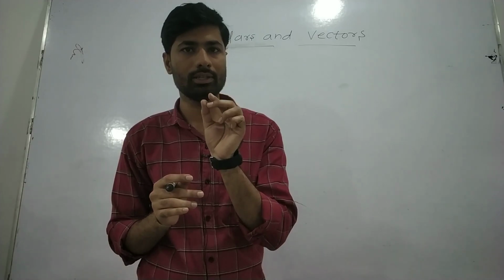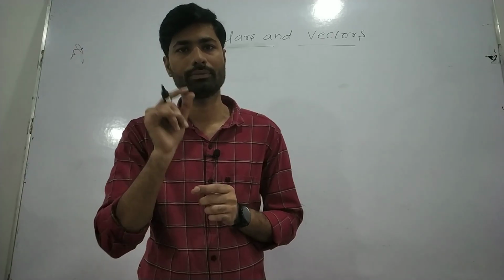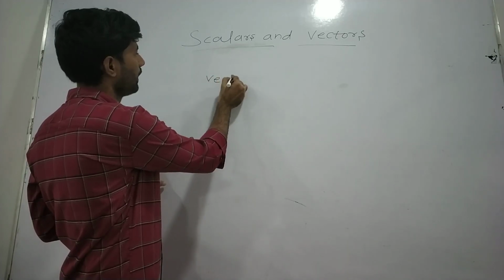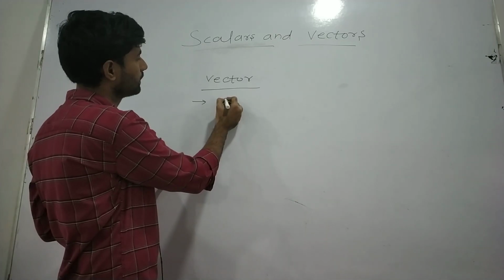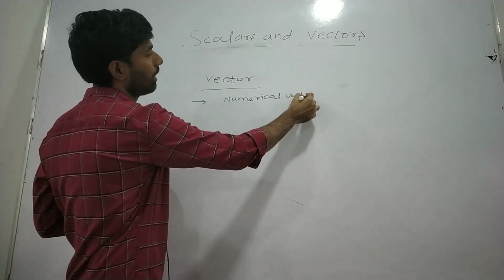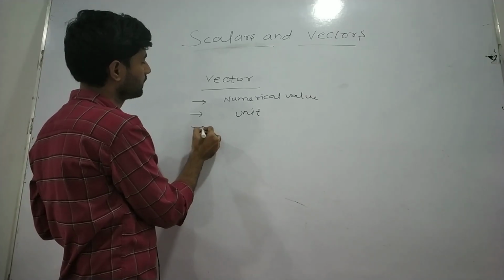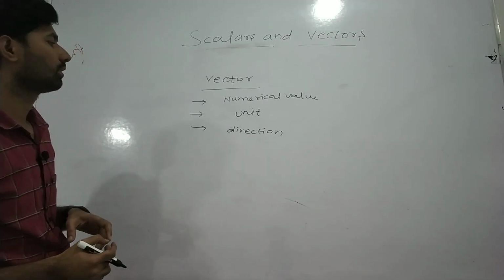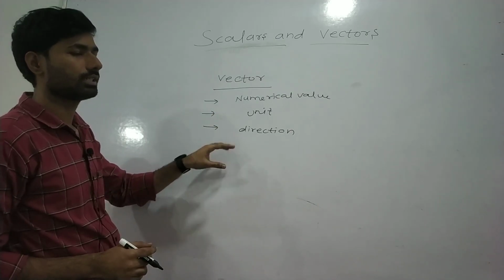Now if I am only saying 10 meters, there is no meaning of defining that quantity if you are not defining a direction. Now see, firstly, what is a vector quantity here. A vector quantity must have three things. The first thing, it must have some magnitude, that is some numerical value. The second thing is the unit specified to that quantity. And the third thing must be the direction in which the object is moving. So one numerical value, one unit and some direction specified.